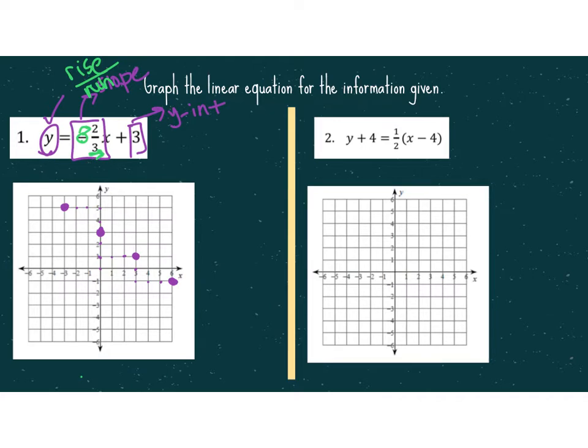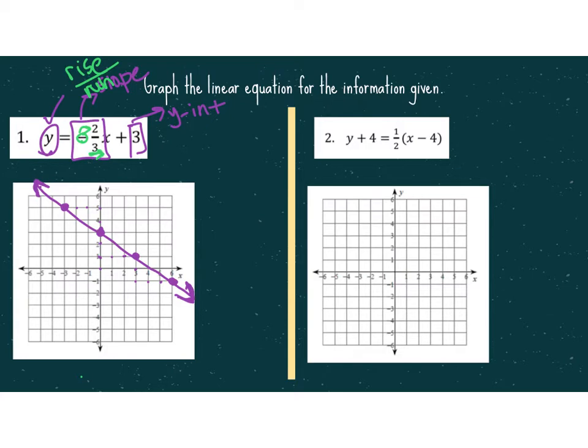And then always, always, always, you want to connect your points with a line. A lot of people just graph the points and then leave it, but that's not actually what you're graphing. You're not just graphing a few coordinates, you're graphing an entire line that continues on in both directions. So you want to make sure that you connect those points together.